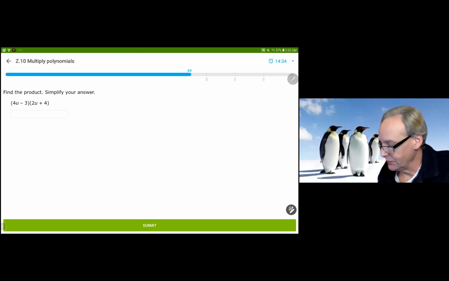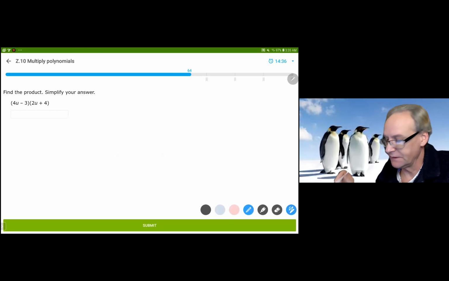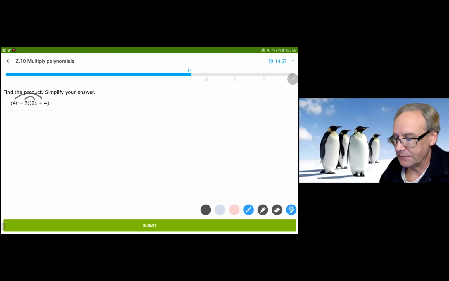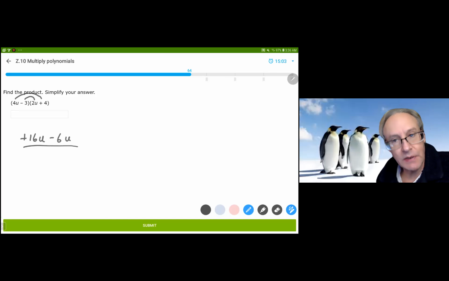So the part that I'm doing in my head is this. I'm understanding that the first pair is going to give me my 8u squared. That's not a problem. My last pair multiplied together is going to give me my negative 12. Now the inners are going to give me minus 6u. Here's the inner pair. And the outer is going to be plus 16. So in my head, I'm adding the 16u and subtracting the 6u. And I do this in my head.